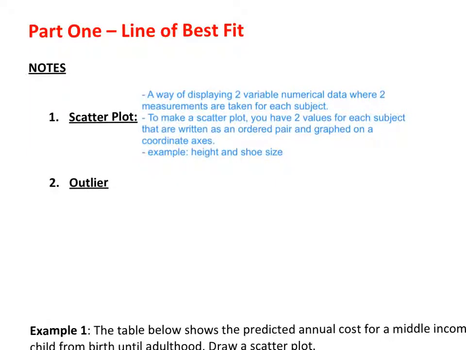In Chapter 5-6, we're going to start and look at Part 1, which is line of best fit. And we're going to go over some definitions first. The first one is a scatter plot. It is a way of displaying two variable numerical data where two measurements are taken for each subject.